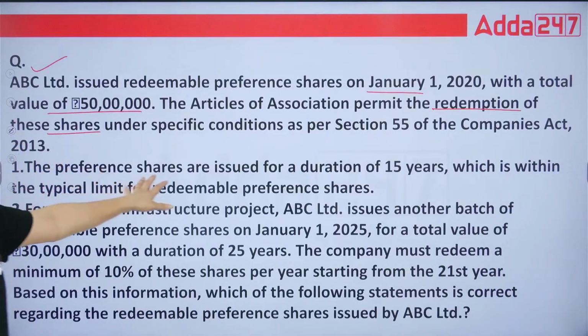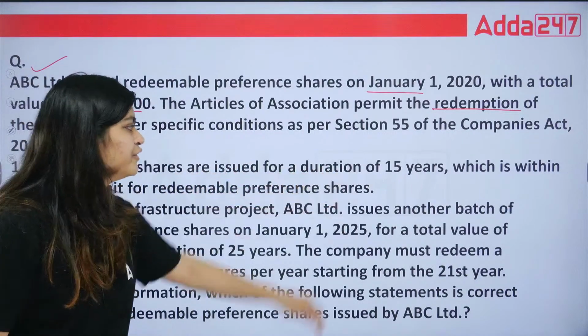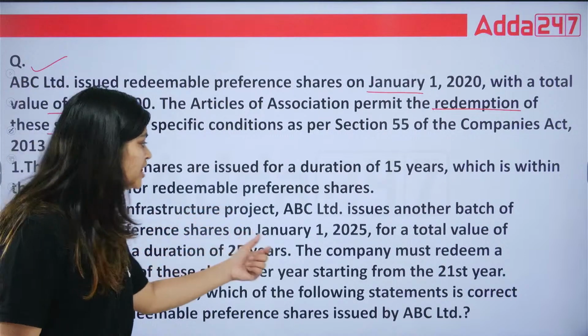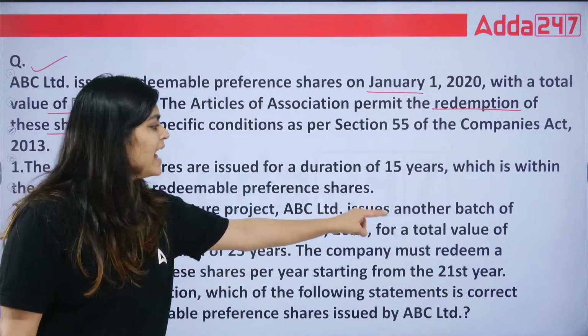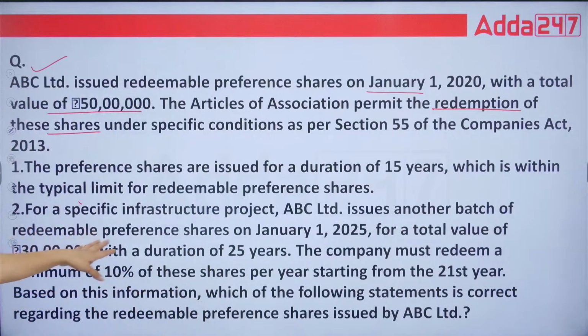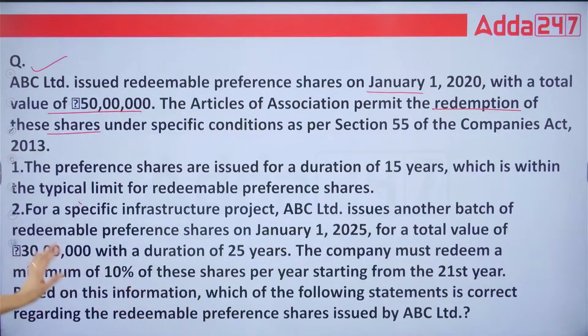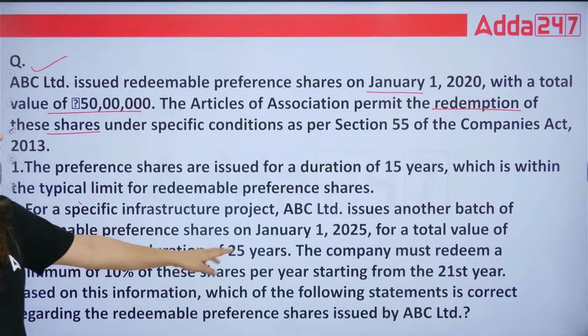The preference shares are issued for a duration of 15 years, which is within the typical limit for redeemable preference shares. Okay, second is saying, for a specific infrastructure project, ABC Limited issues another batch of redeemable preference shares on 1st January 25 for a total value of 30 lakh with a duration of 25 years.